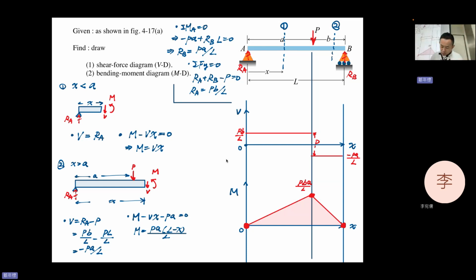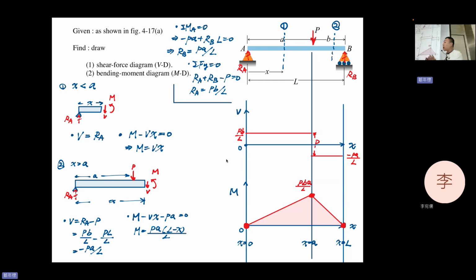Yeah, I can write down more information for you. This is x equal to 0. And this is x equal to a. And this is x equal to L. That's it.